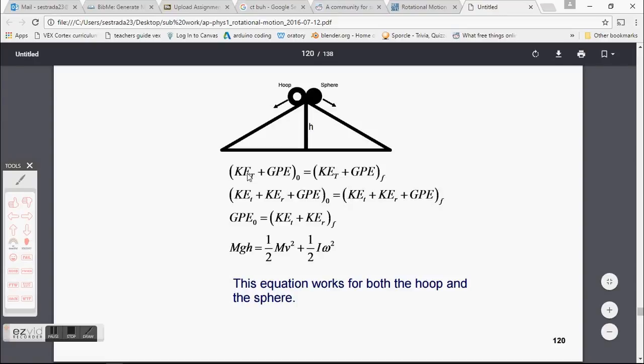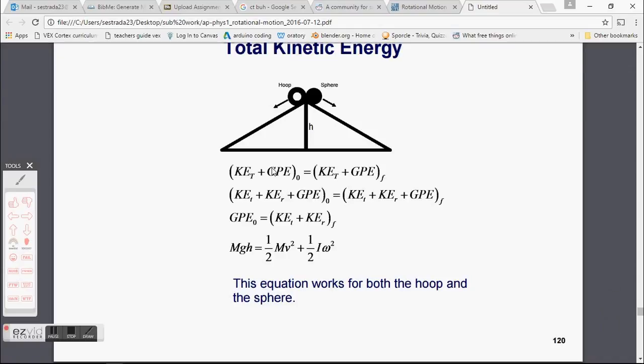So if we go down here, this is what you should have started with, where the total energy, total mechanical energy, kinetic plus potential, total mechanical energy should be the same before and after. So you break it down a little bit more. Total kinetic energy is going to be kinetic translational plus rotational, and we did the same thing on both sides.